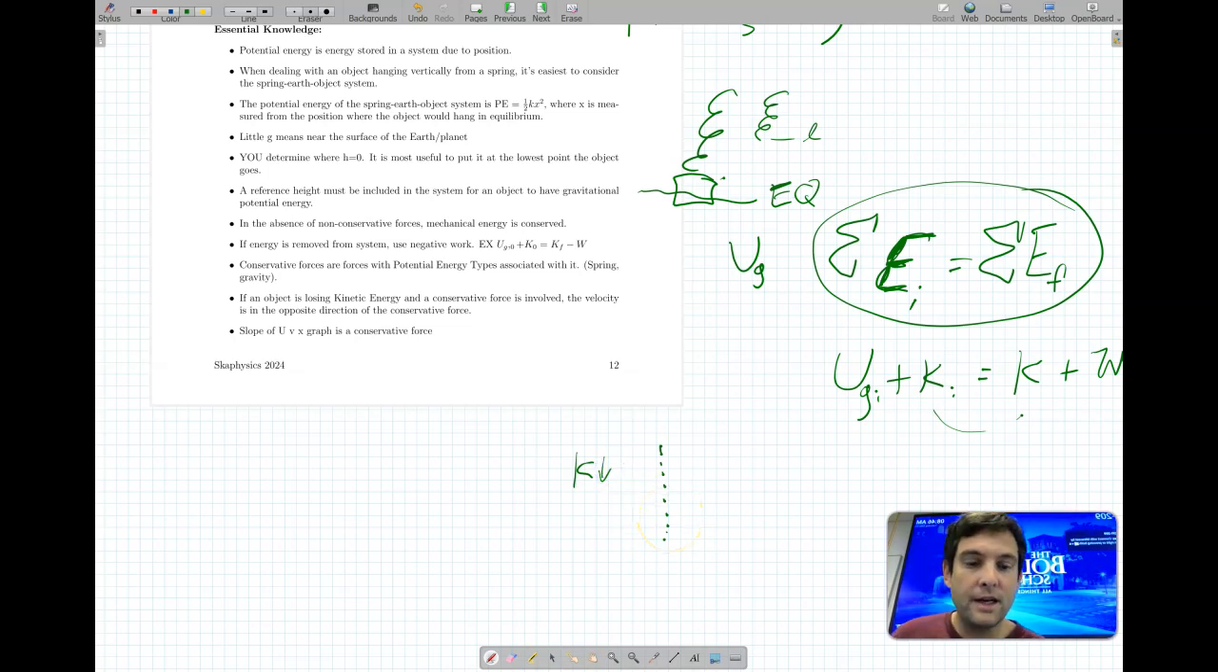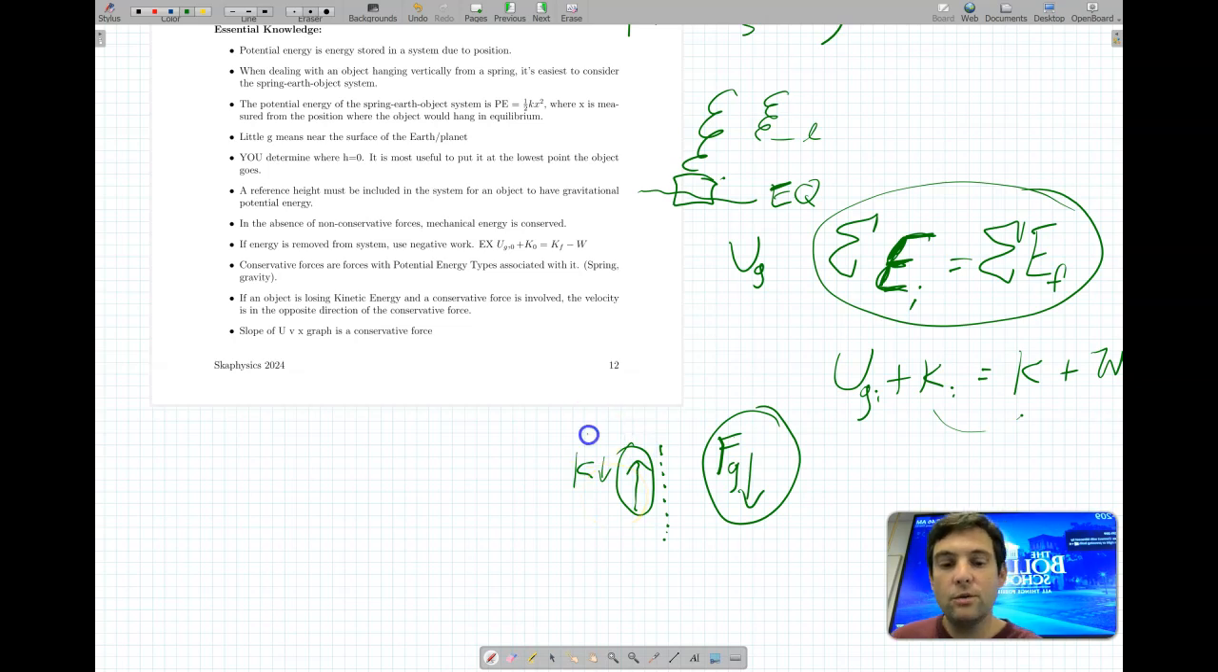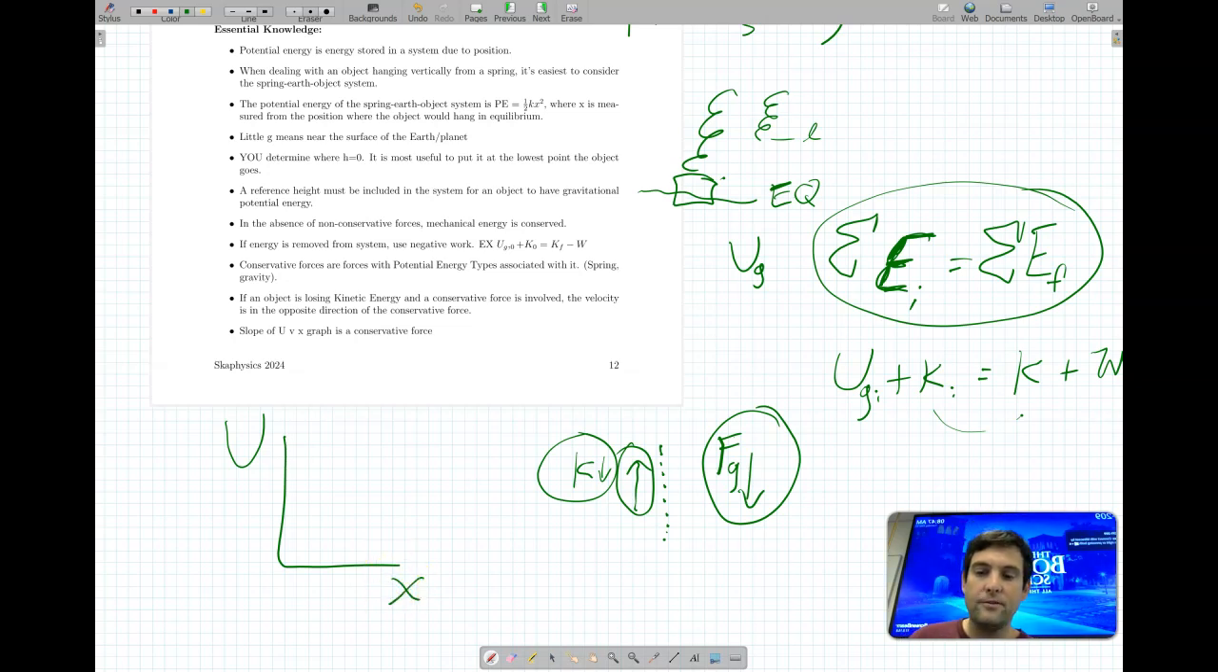So what direction is my conservative force acting? My conservative force, not Fg, is acting in the down direction. Meanwhile, the velocity is up. So my conservative force is acting in the opposite direction, which results in a loss in kinetic energy. That's all that means. The slope of a potential energy versus x graph is going to be a conservative force.